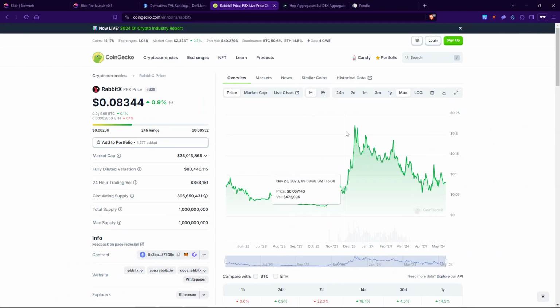Okay, and if you see, the coin prices are pretty down from their all-time highs. Okay, it's not financial advice, and we never know whether they will go back to their old prices or not. But they are at about $83 million for RabbitX. For me, that looks pretty undervalued.